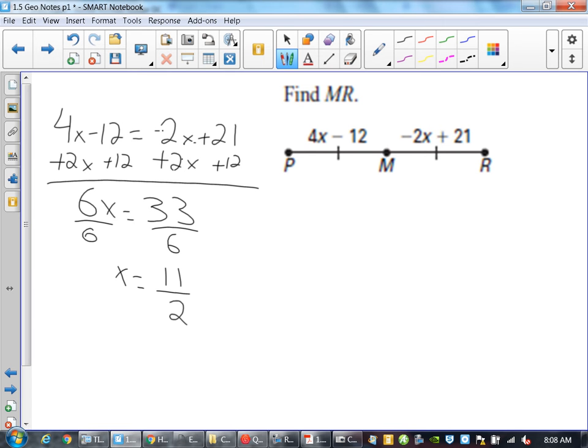Now, if I'm trying to find MR, if I double 5.5, I get negative 11 because it's a negative 2. What's negative 11 and 21? Negative 11 and 21 is 10.